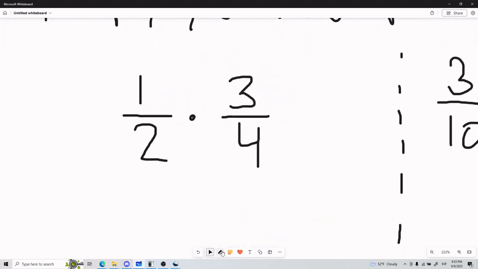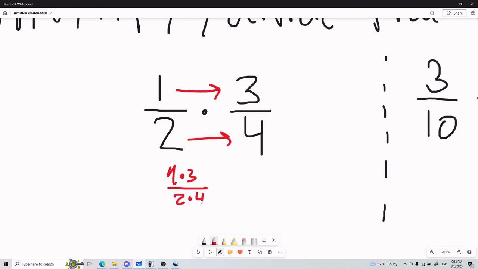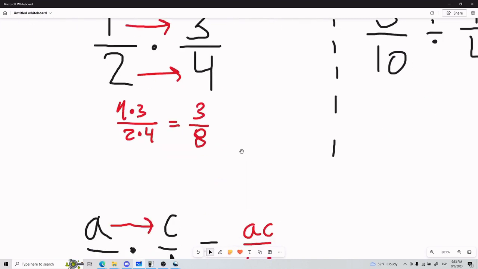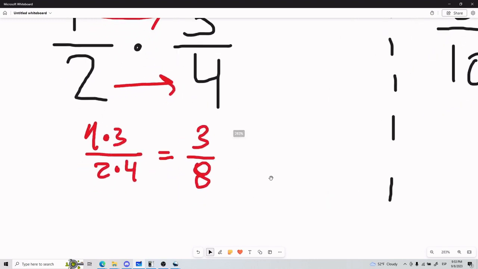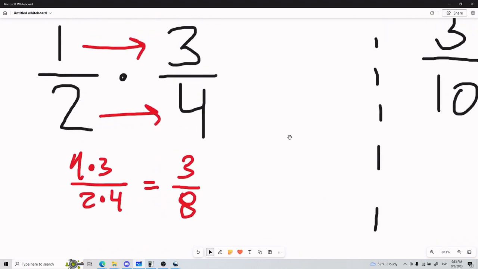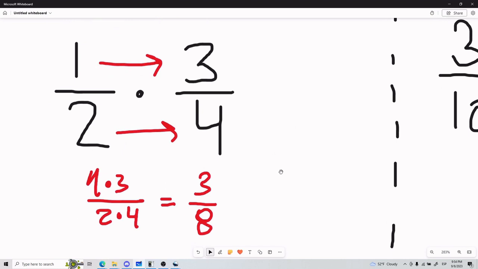1/2 times 3 over 4. So, what was the key rule? What was the key word? Across. You multiply across. 1 times 3 divided by 2 times 4. 1 times 3 is 3. 2 times 4 is 8. See? And that is how you would multiply in that scenario. Here I can't keep simplifying prime numbers and stuff like that. But yeah, the key idea, multiply across.